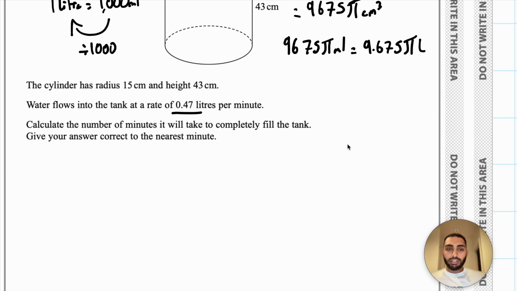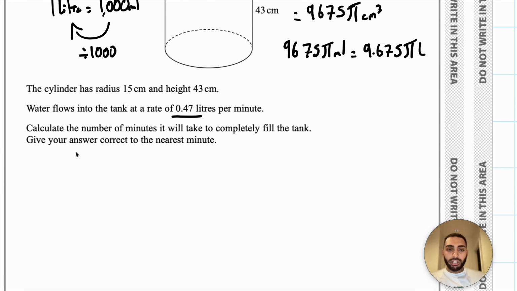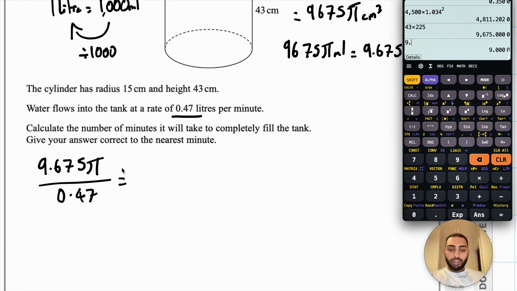Because I've got it in litres, I can look at how much water is flowing in and just divide this by this. So 9.675 pi divided by 0.47. This will tell me in minutes how long it's taken. So 9.675 pi divided by 0.47 gives me 64.67.